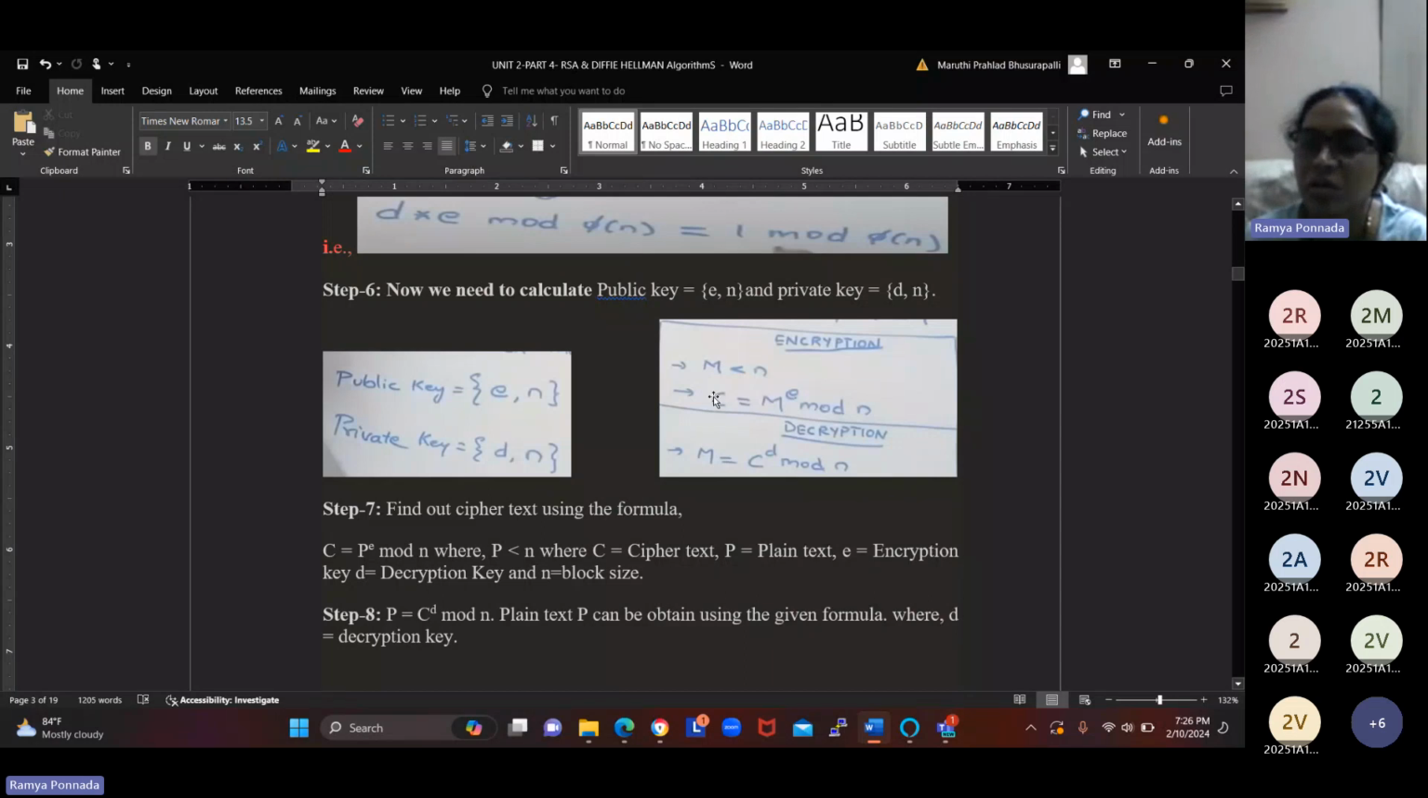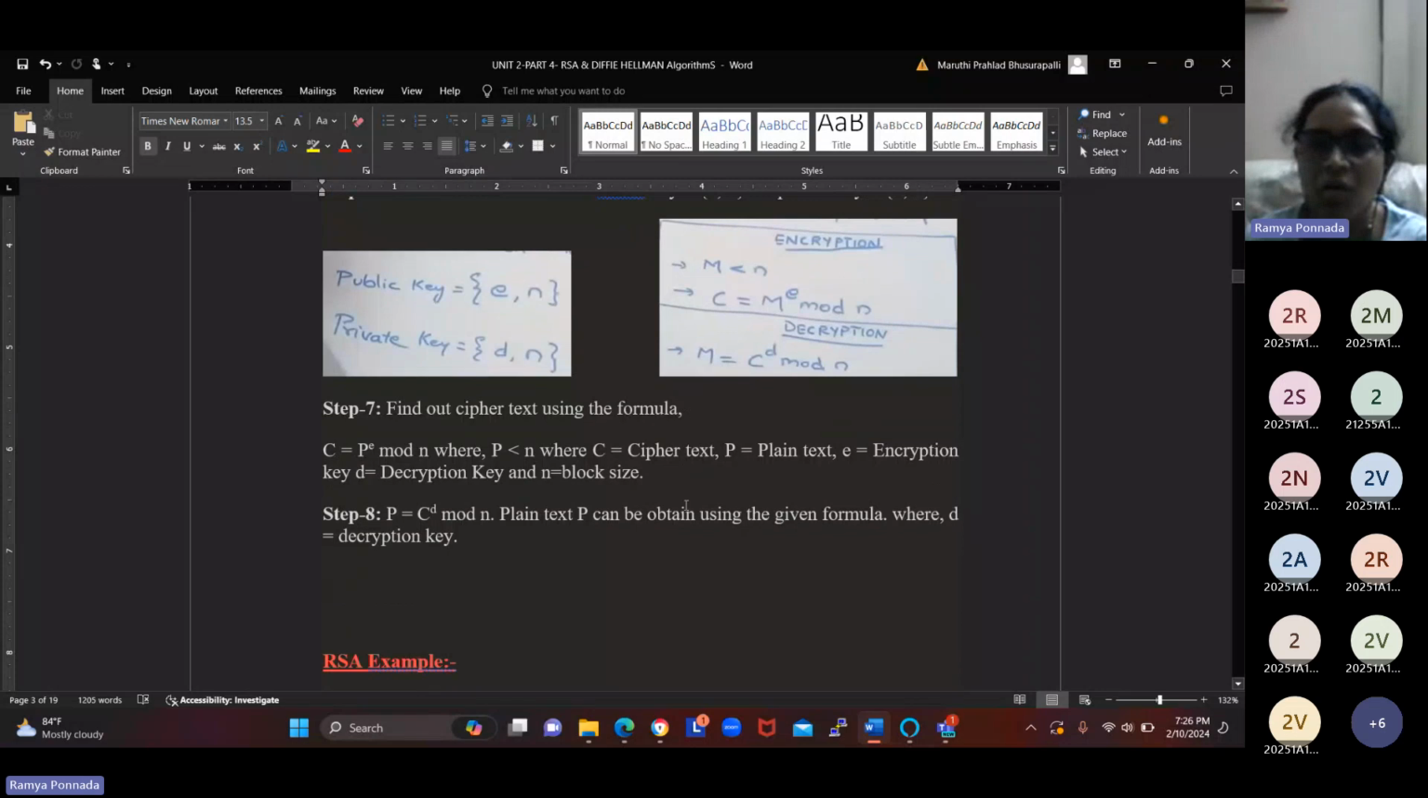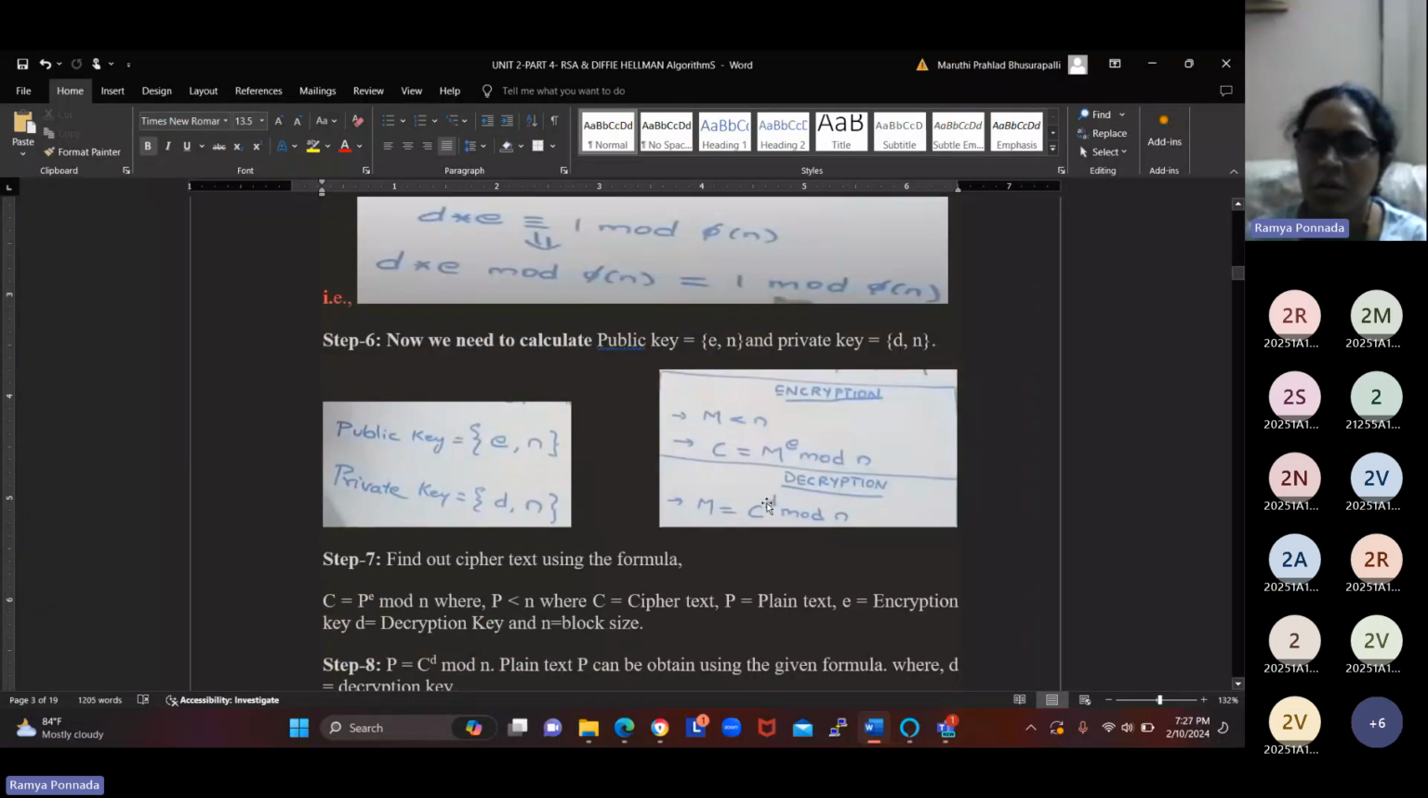Okay, for the decryption, what you need to do? Whatever the receiver receives is the cipher text. The receiver is going to open the message with his private key. His private key is called D. Okay, D is the private key on the decryption side. So that is step number 6.